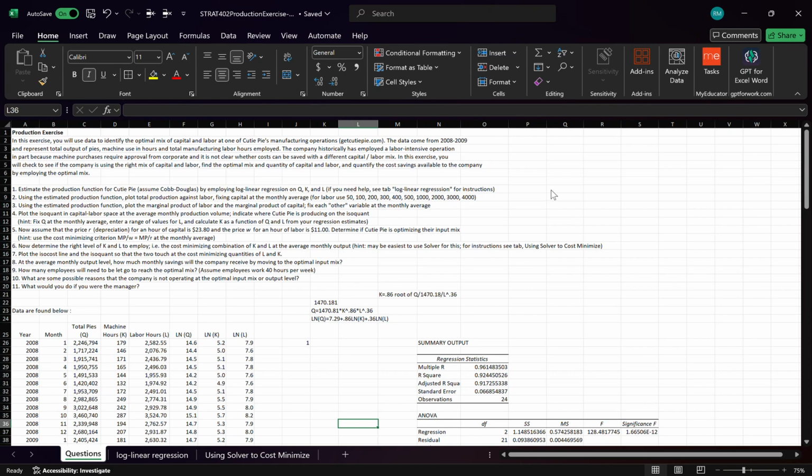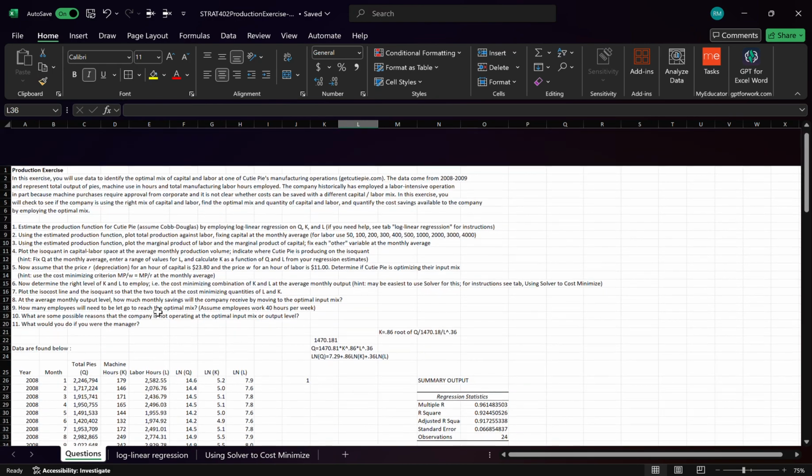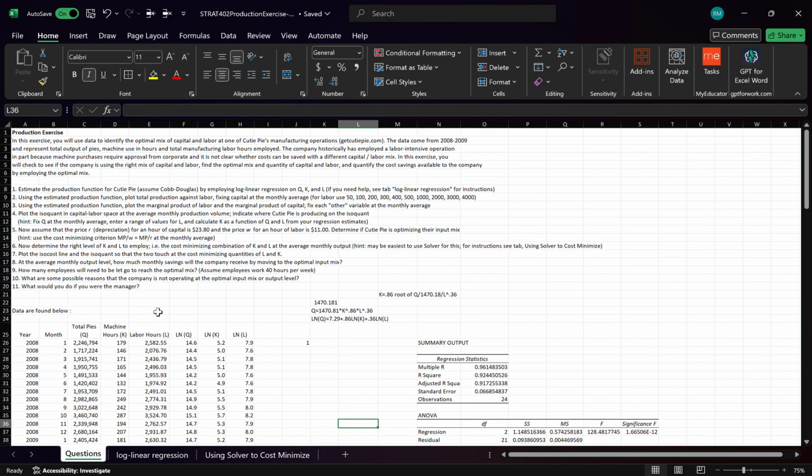Okay, I am going to record this going through each question. Make it fast. So number 1, estimate the production function for QT by employing log linear regression on Q, K, and L. So basically I did that.